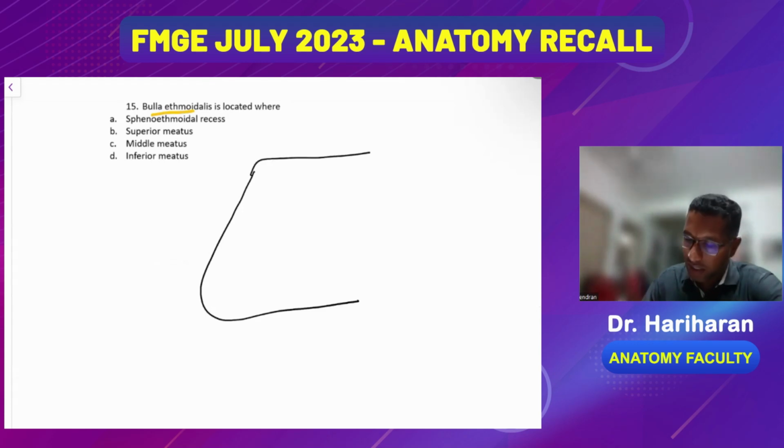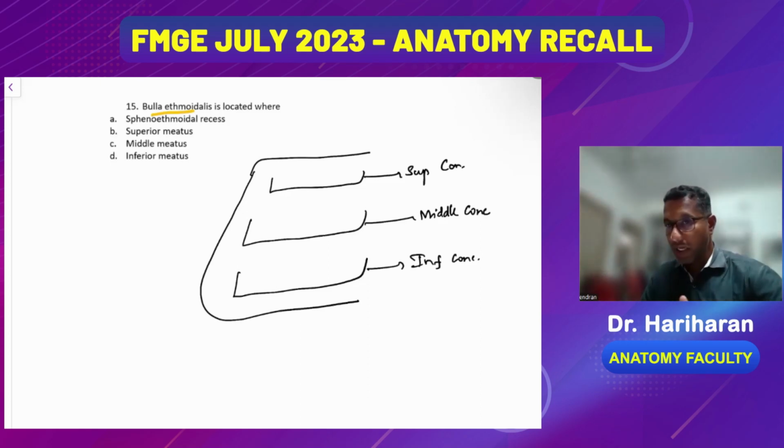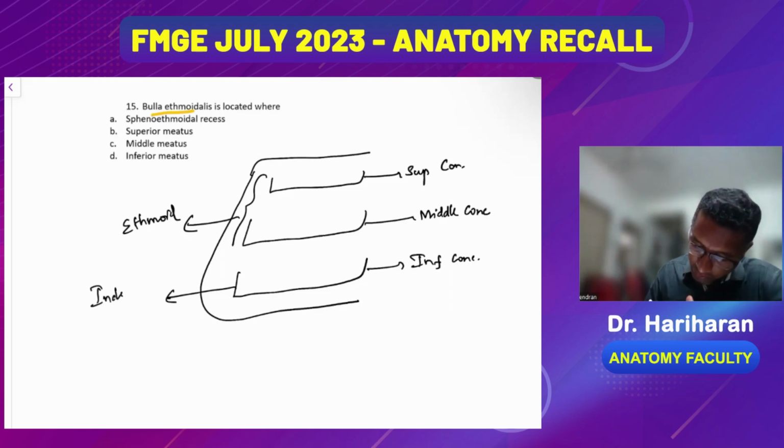the lateral aspect of the nose has got various shelf-like projections called the conchae. This is called the superior concha. This is called the middle concha, and this is called the inferior concha. The superior concha and the middle concha are a part of the ethmoid bone, whereas the inferior concha is an independent bone.